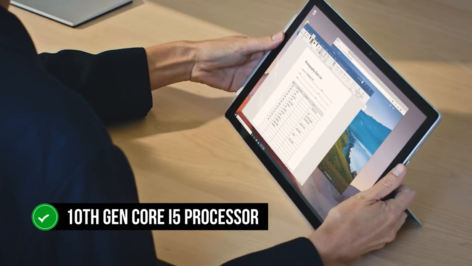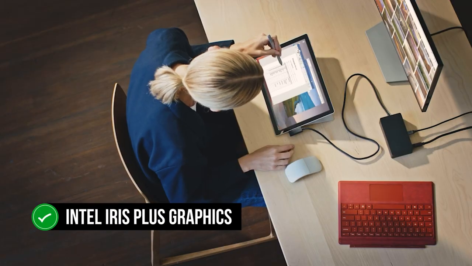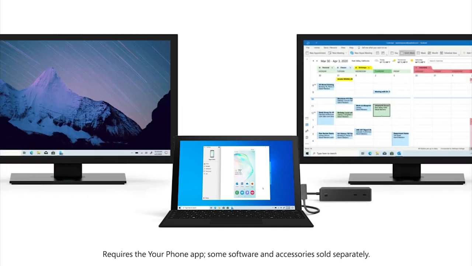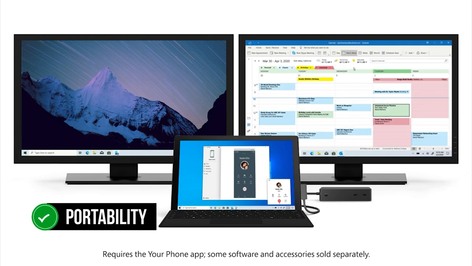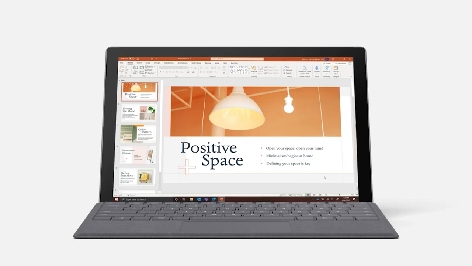The 10th Gen Core i5 processor with the Intel Iris Plus graphics is a good choice for moderate productivity work, such as video manipulation, but nothing too special. However, the real advantage of the Surface Pro 7 lies in its incredible portability. Most consumers of this form factor would be fine with this level of performance.